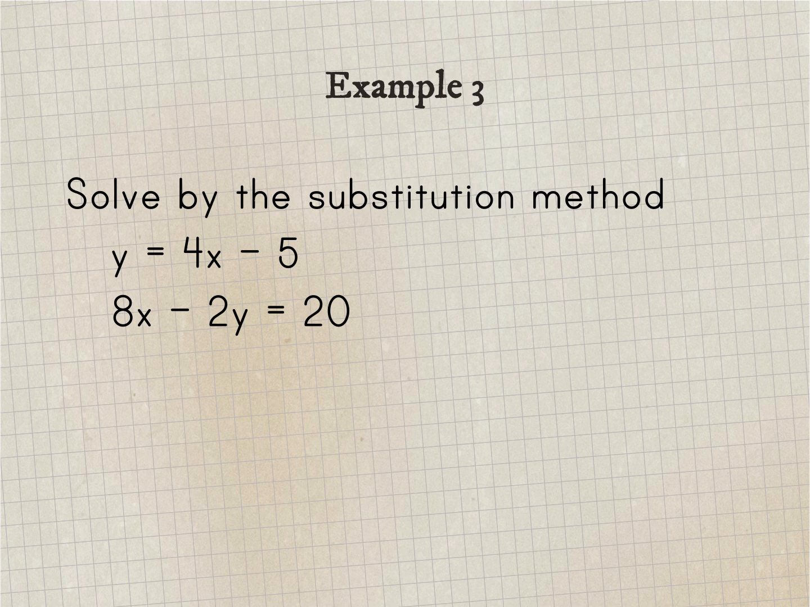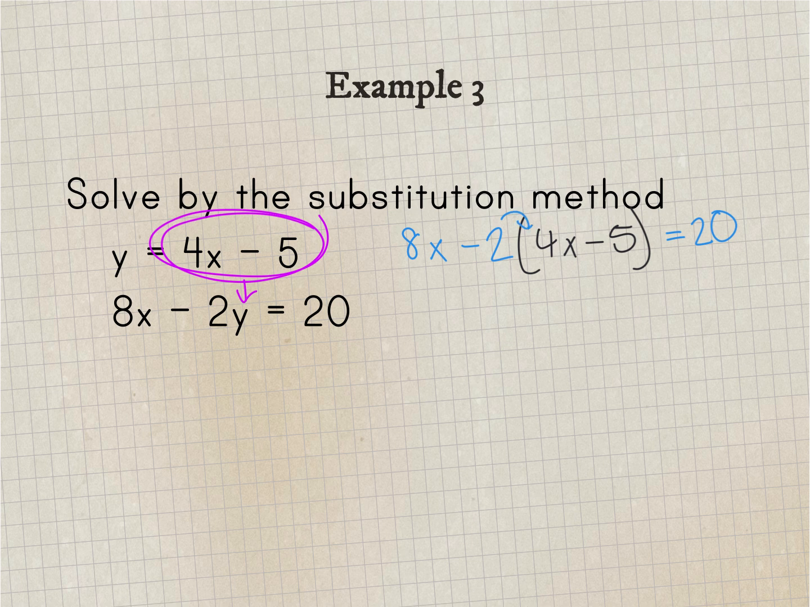All right, example number 3 already gives me y equals. So I don't have to solve for anything because it's already giving me my y. So for this one, I'm just going to go ahead and take this information and I'm plugging it into my second equation. So for this one, I'm going to have 8x minus 2 times 4x minus 5 equals 20. And then I'm going to go ahead and distribute and solve it. I have 8x minus 8x plus 10 equals 20.